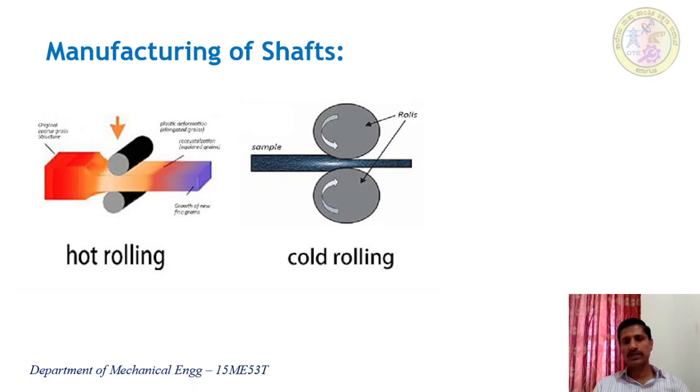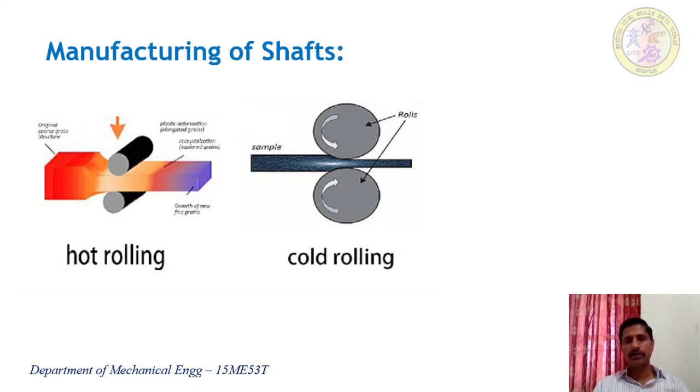So among these two processes, cold rolling is preferred because cold rolling will have good surface finish properties and it can be done very economically. That's why the cold rolling process will be used. But if you want to cut a keyway in a shaft, then hot rolling is preferred because the cold rolling process will have some residual stresses and these residual stresses will have more stress concentration, and the chances of failure will be more if you cut a keyway. So that's why cold rolling will be used for the non keyway shafts.